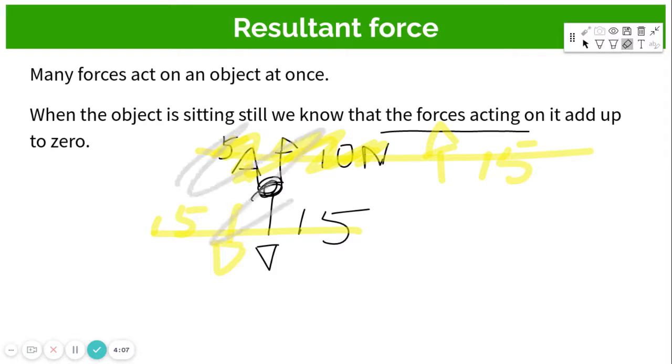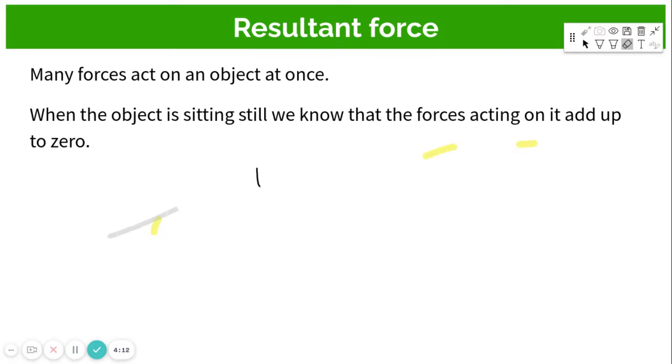It won't move. Okay, let me try and erase all of this in one fell swoop. Nope, almost. Ta-da, there we go. All right, so I hope that makes a little bit of sense so far.